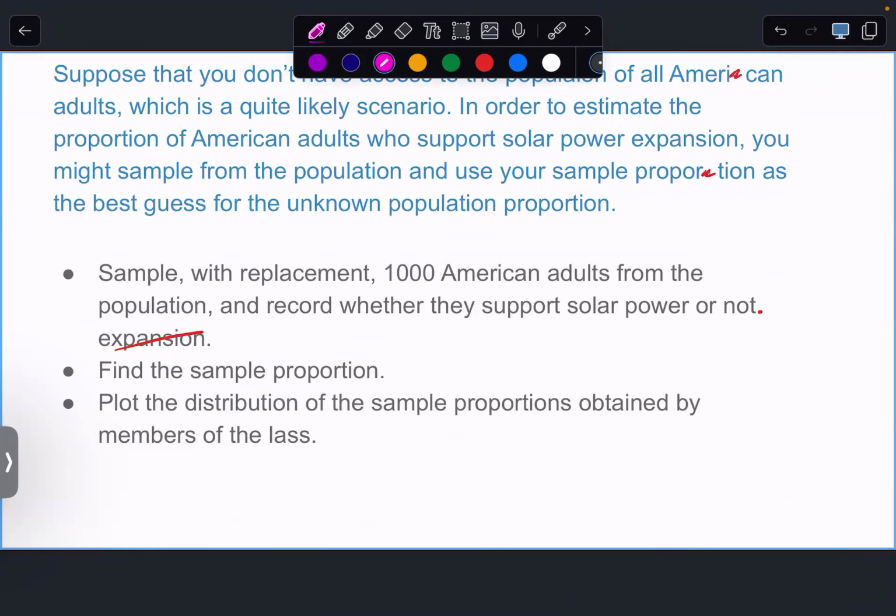So what you're going to do is you're going to pretend to sample with replacement. So everyone that you've sampled can go back out and potentially be sampled again. It's unlikely that you would resample, because you've got a huge population. But we're going to sample with replacement 1,000 American adults from the population and then ask them, do you support solar power or not?